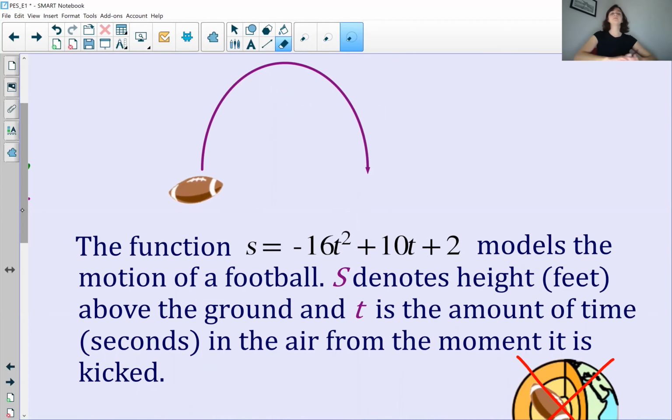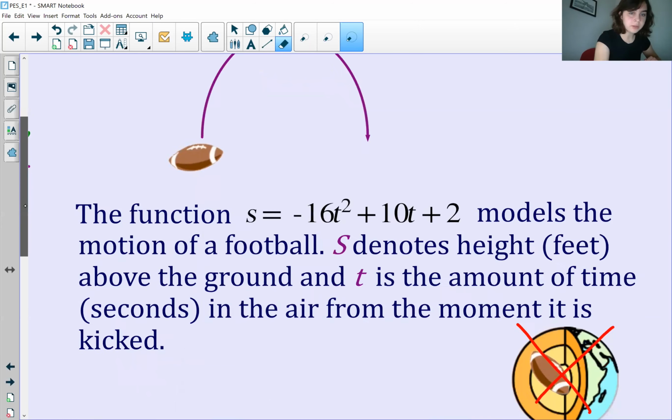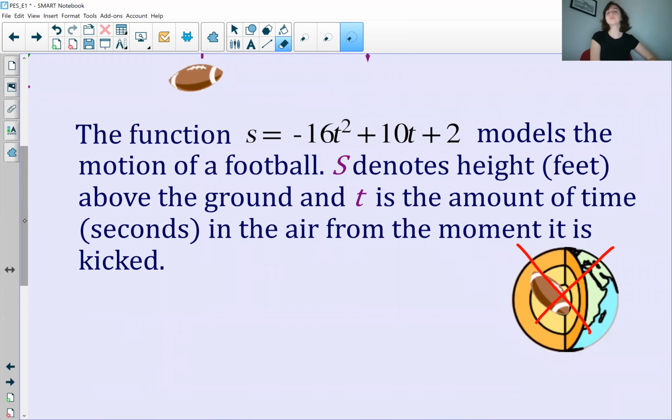The function s equals negative 16 t squared plus 10t plus 2 models the motion of a football. That is the polynomial from the last video. S denotes the height in feet above the ground, and t is the amount of time in seconds in the air from the moment it is kicked. So we have this downward parabola, ball goes up, back down. And what I want to do is find domain and range.